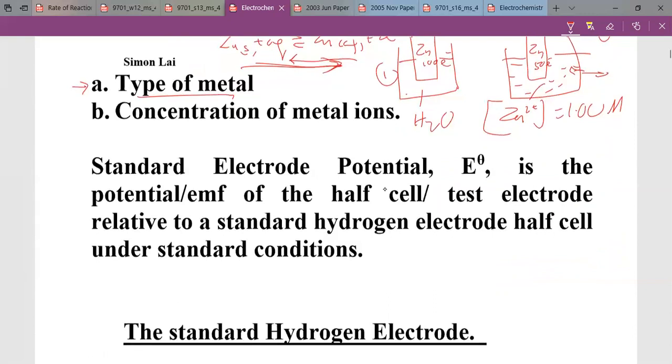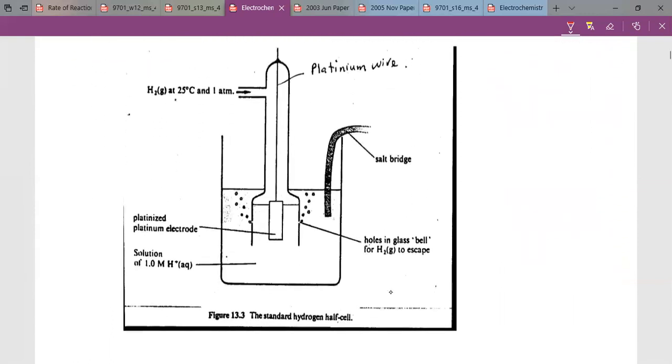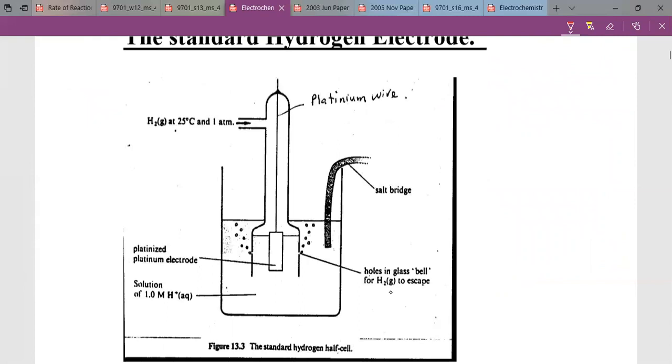So how do we compare this to get what we call the electrode potential? How do we measure it? The whole thing is to compare with something else which is standard. So here we use hydrogen. This is called the hydrogen electrode. We will take it as 0, of course not 0. Let me explain a bit.